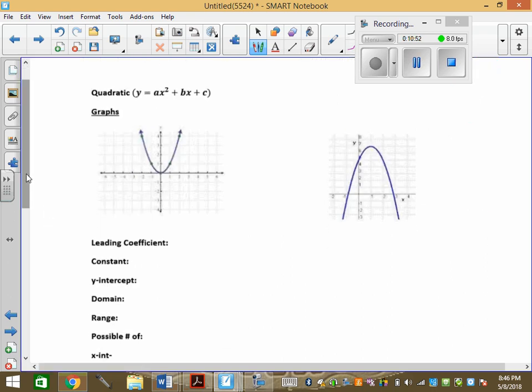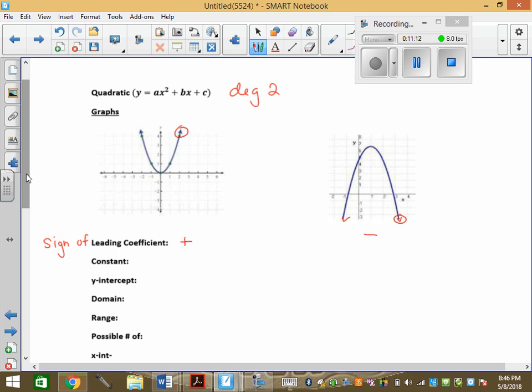Then we have quadratics, which are degree 2. So I still look at the right arms for the sign of my leading coefficient. It's up on the right, so this is a positive leading coefficient. This one's down on the right, so it's a negative leading coefficient.